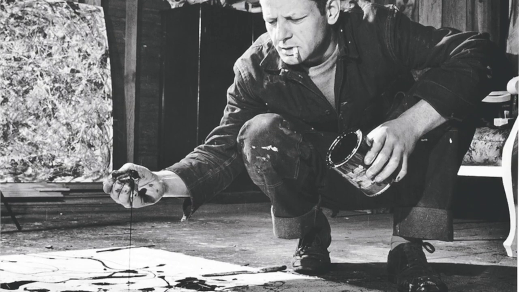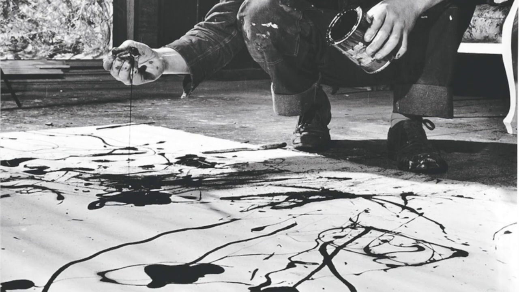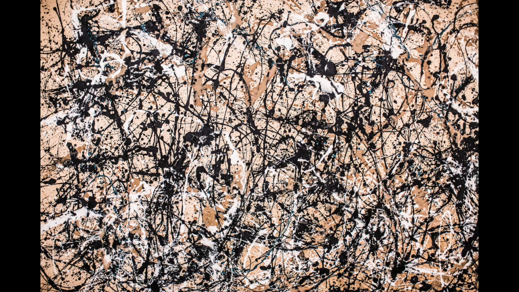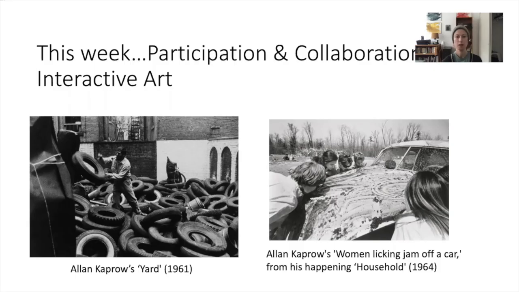Just as Pollock had a certain amount of power over his drip paintings, the way it looked in the end was still very much left up to chance. Same as in his example on the right down there, women licking jam off of a car, which was exactly what it sounds like. These participatory events blurred the line between what was life and what was art, what was an everyday movement or action, and what was a performance piece.